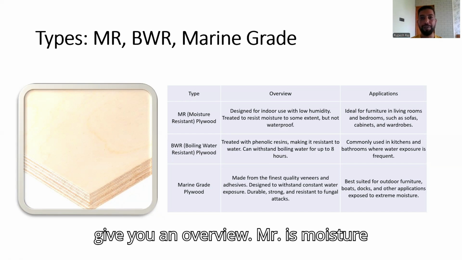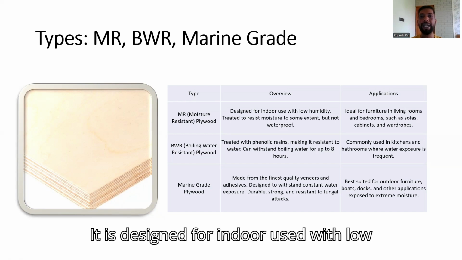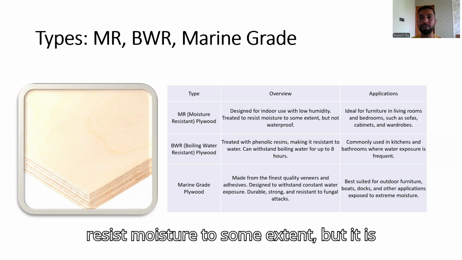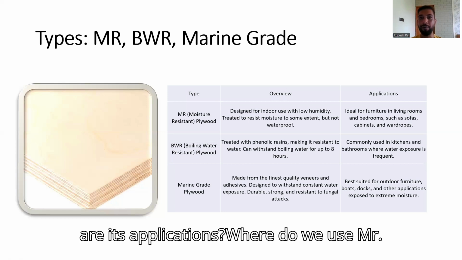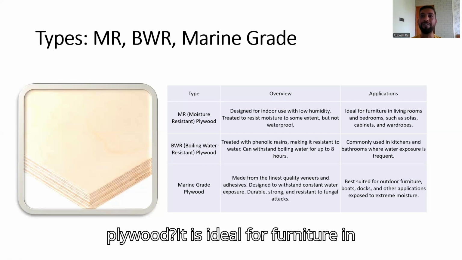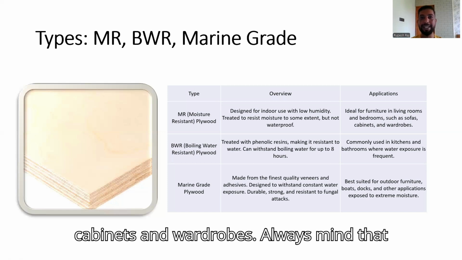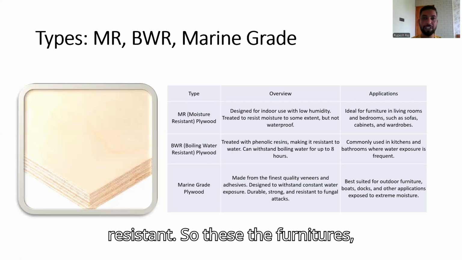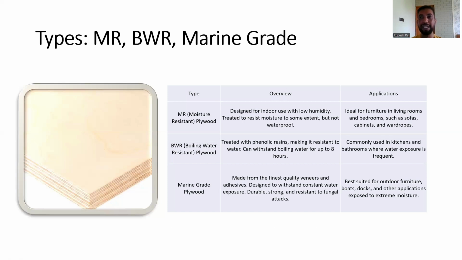So let me give you an overview. MR is moisture resistant plywood. So what is it for? It is designed for indoor use with low humidity. This is treated to resist moisture to some extent, but it is not waterproof. So where do we use MR plywood? It is ideal for furniture in living rooms and bedrooms, such as sofas, cabinets, and wardrobes. Always mind that this is moisture resistant. So the furniture, the partitions, etc., that are built using MR plywood, ensure that they are away from any kind of water.